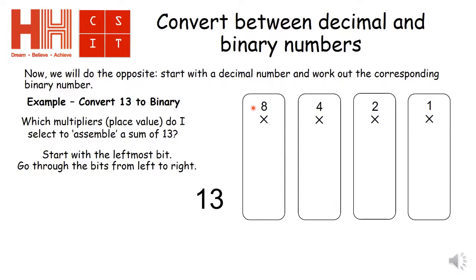So to start with, I need my columns. So I've got my columns, my 8, my 4, my 2 and my 1. That's all I need for number 13. Obviously, if it was a bigger number, we may need to go further.